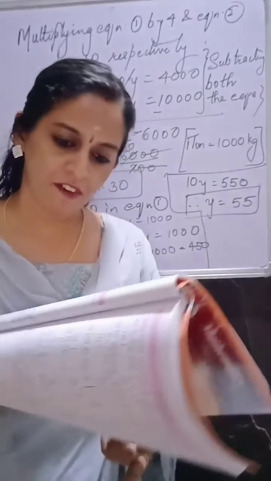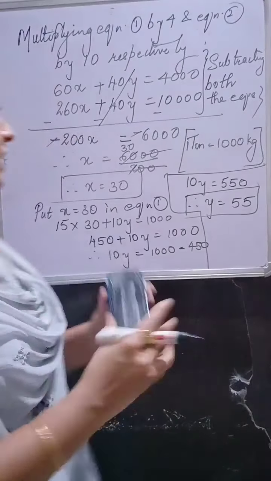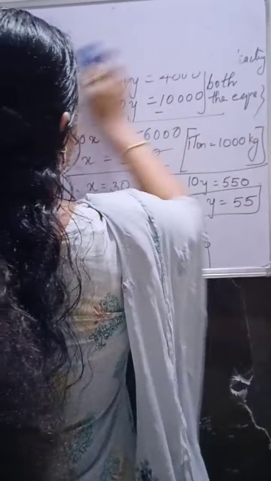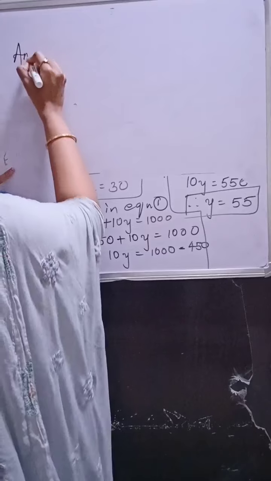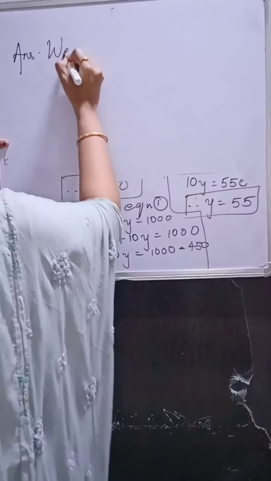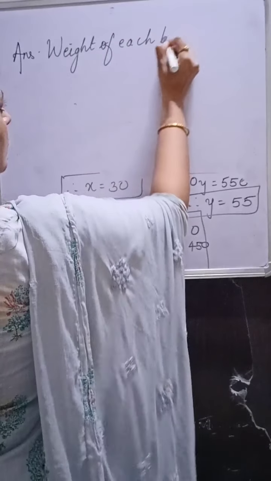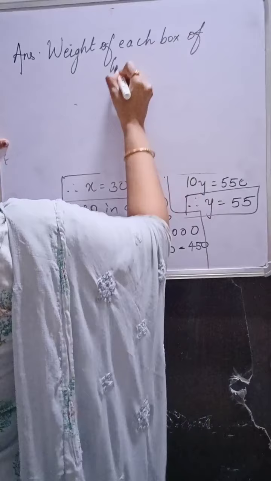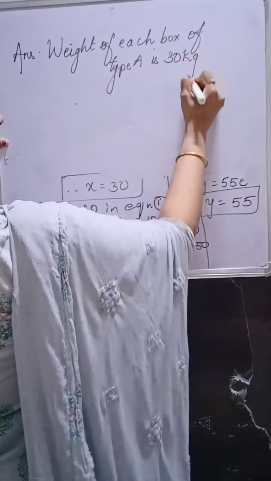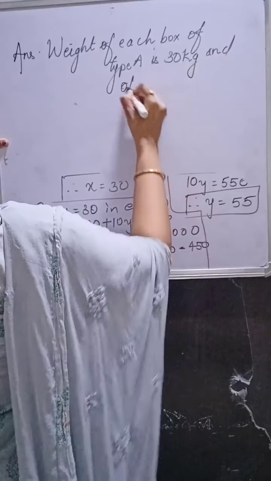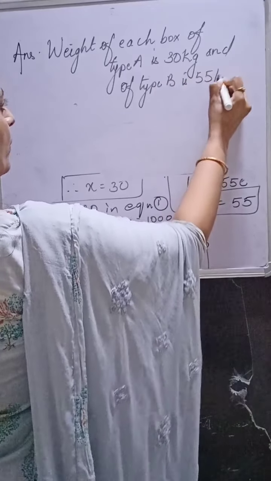What was the question? Find the weight of each type of box. So let us write the final answer. Beautiful presentation. Write the final answer: weight of each box of type A is 30 kilogram and of type B is 55 kilogram.